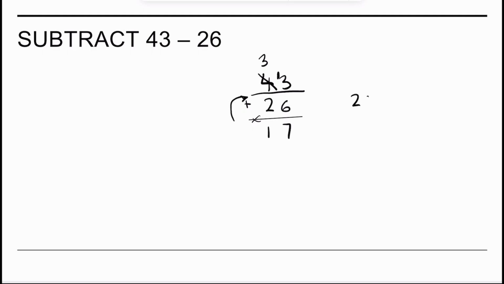So 26 and 17 added together. So 6 plus 7 is 13, and then we want to carry the 1. So 1 plus 2 is 3, plus 1 is 4. And we end up with 43, which is the correct number that we wanted to get.